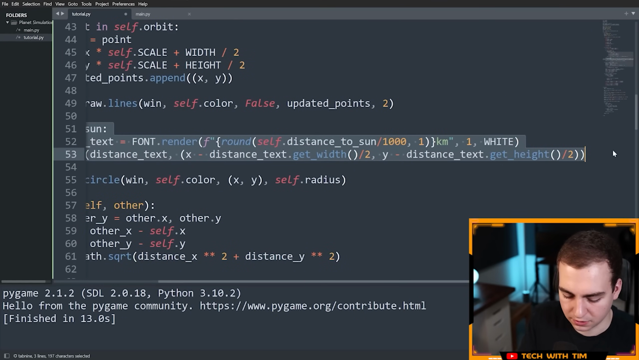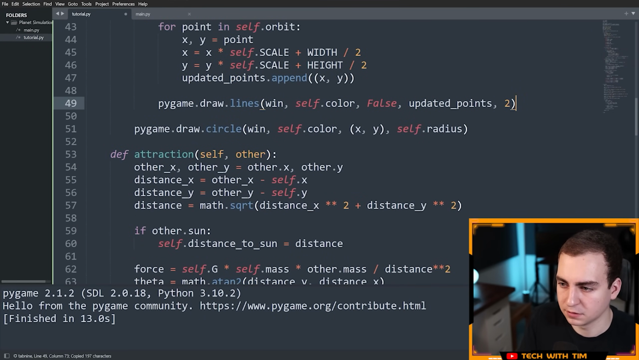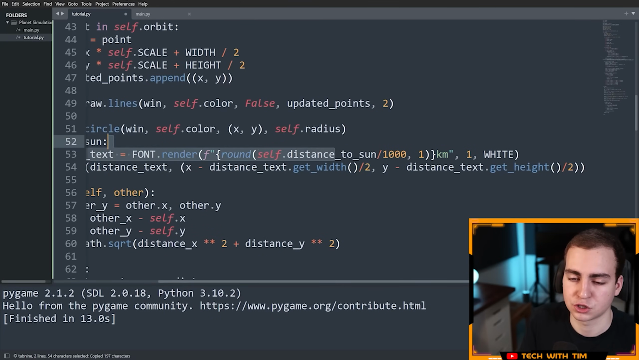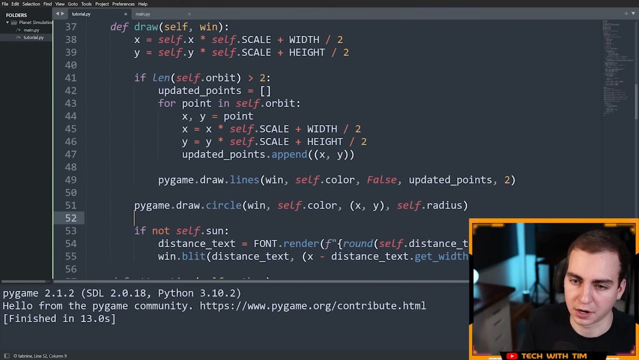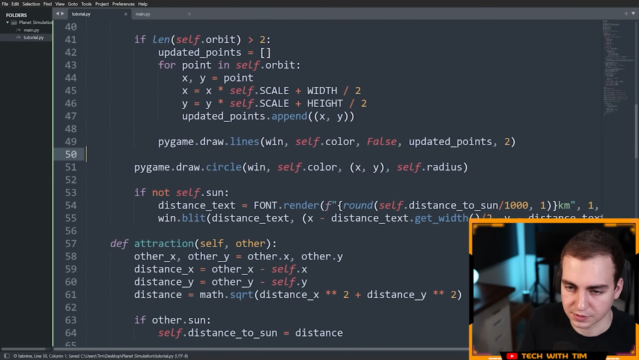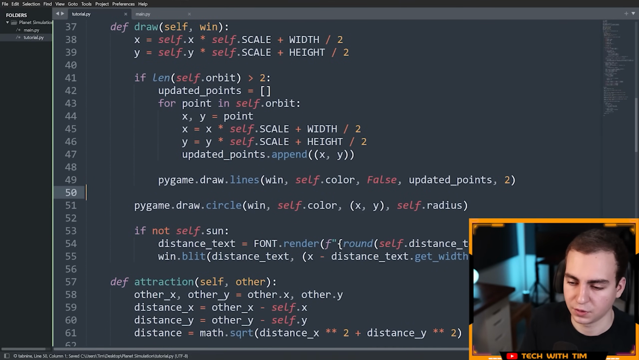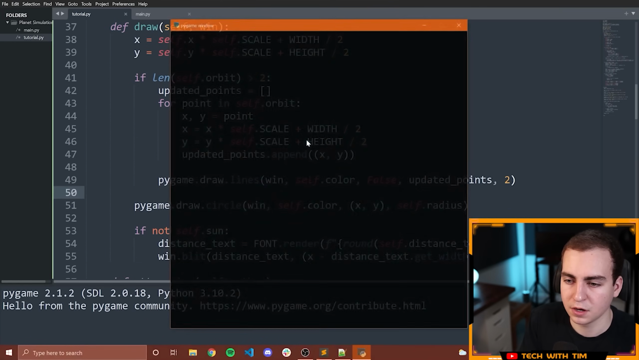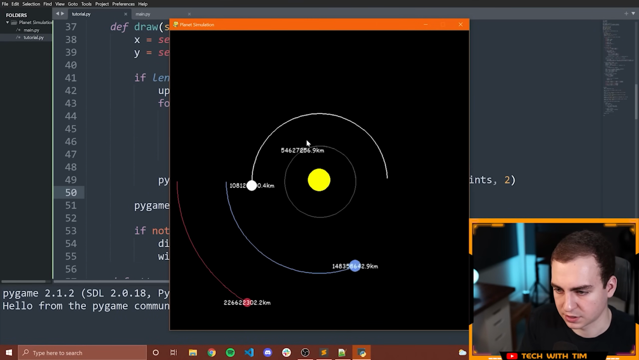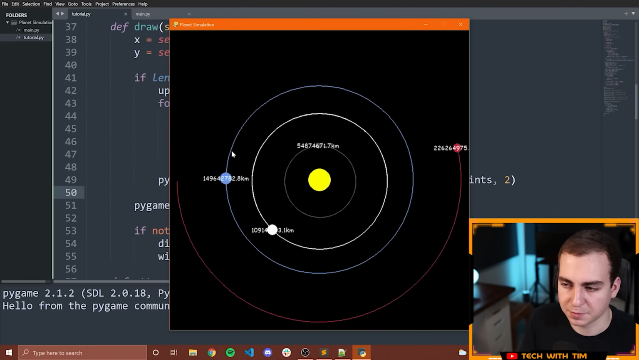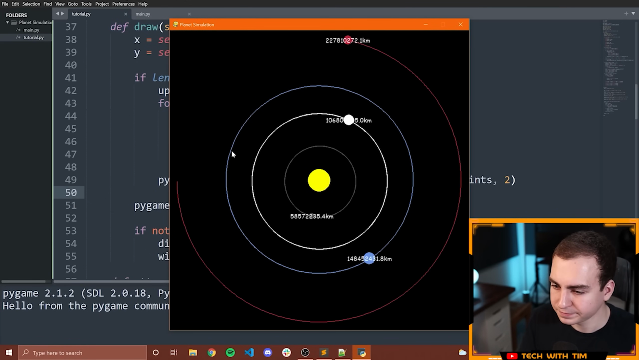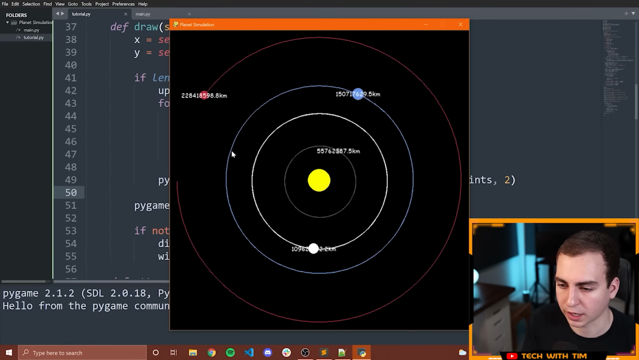Now I'm just going to take all of this and put it below where we're drawing the circle so that it gets drawn on top and we don't have the circle overlapping the text. Okay, so let's close that. You guys can pause the video if you want to have a look at this. Let's run the code though, and let's see what we get now. Nice. Okay, so now we actually have the text being drawn on top. For some of the planets it is a bit hard to see, but that is all working.